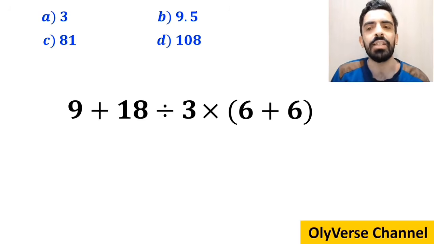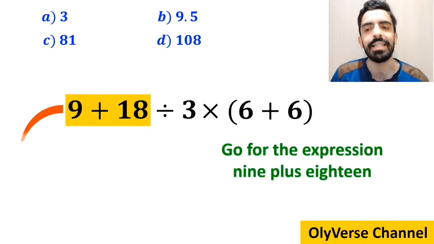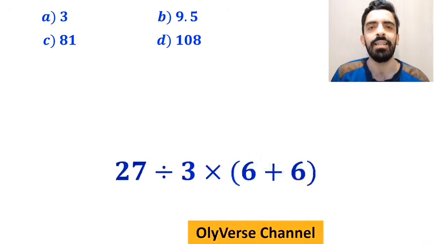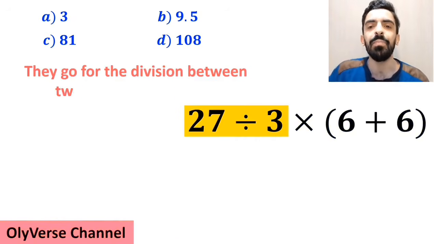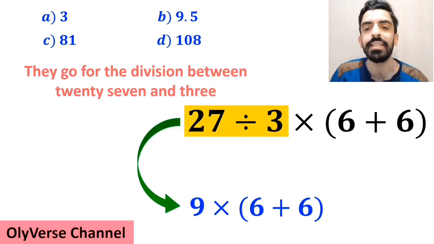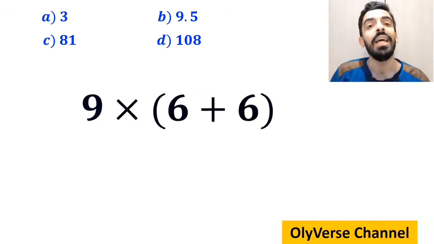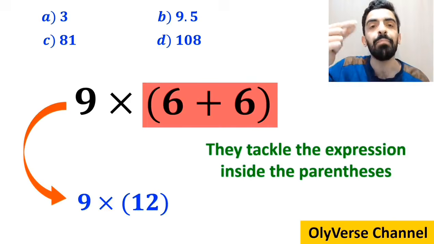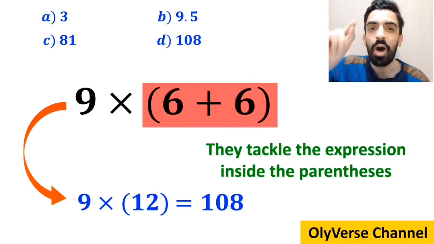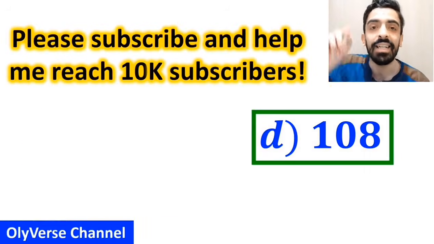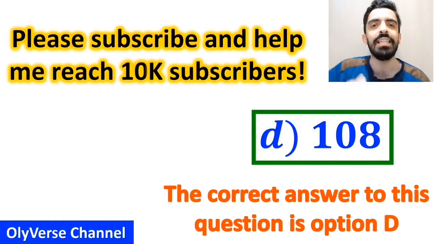Many people, when solving this question, first go for the expression 9 plus 18 and write this expression as 27 divided by 3 multiplied by 6 plus 6 inside the parentheses. And the next step, they go for the division between 27 and 3, and this expression simplifies to 9 multiplied by 6 plus 6 inside the parentheses. And the final step, they tackle the expression inside the parentheses and write it as 9 multiplied by 12, which ultimately gives them the answer 108. Then, without any hesitation, they quickly say that the correct answer to this question is option D.